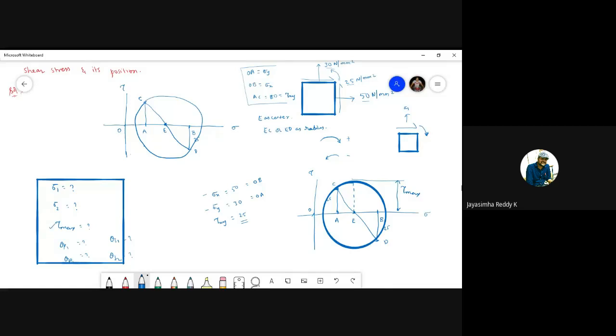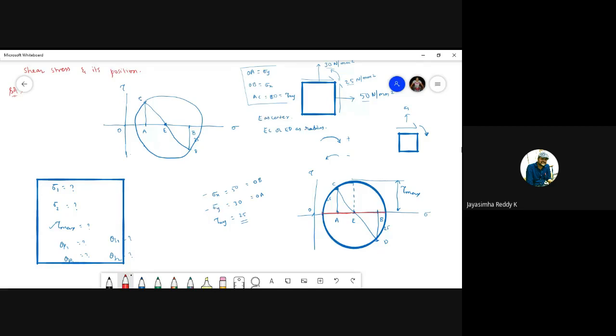Next, we need sigma 1 and sigma 2. Sigma 1 and sigma 2 lie on the horizontal diameter line of the circle. See here, this is the horizontal diameter of the circle. Am I right? So on the horizontal diameter line, sigma 1 and sigma 2 lie at the extreme ends.